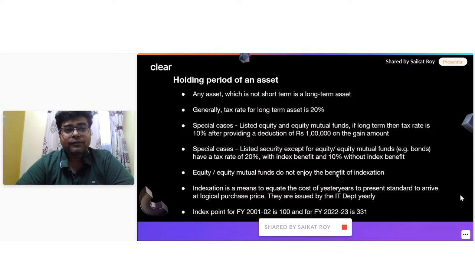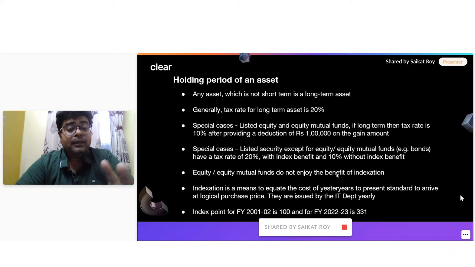there are a few classes of asset which have a very specific short-term holding period, right? For example, equity-oriented mutual fund or equity share itself. So if those assets are held for a period in excess of 12 months, they will become a long-term capital asset, and any gains arising from transfer of that will be considered to be long-term capital gains.